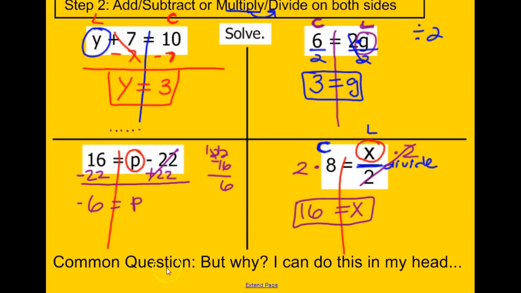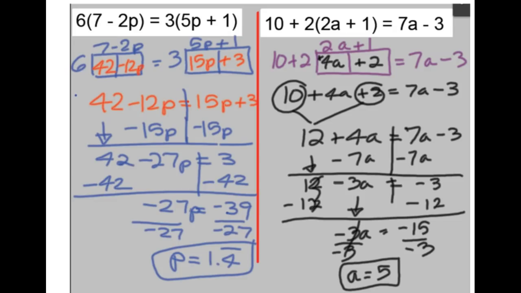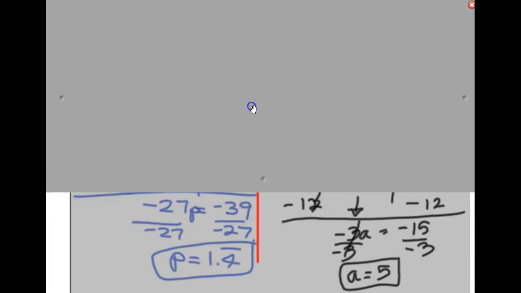And like I said, a common question I have is, but why? Why can't I just do this in my head? Well, the reason is because eventually this is what we're going to get to. We're going to have multi-step equations where we have to distribute and move things from side to side. Right now what we're looking at is just this last step.